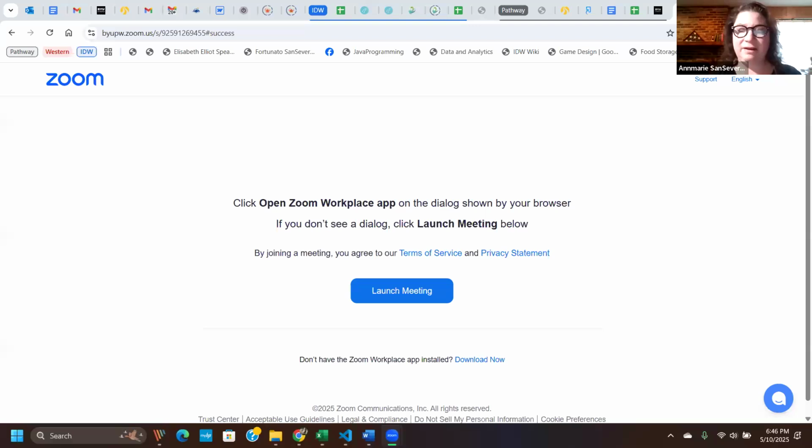Hi, we are going to do this week's code along. I've got the assignment here, where we are doing the area of shapes. So let me pull up my VS Code.